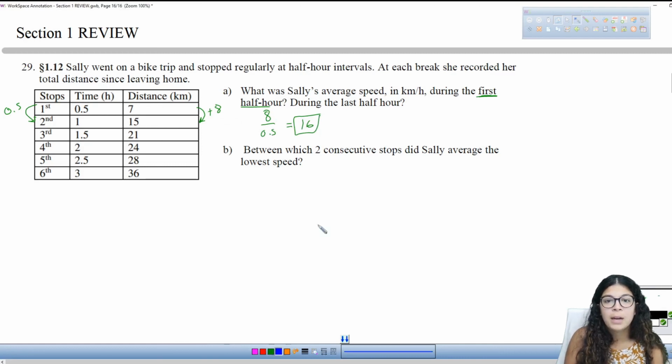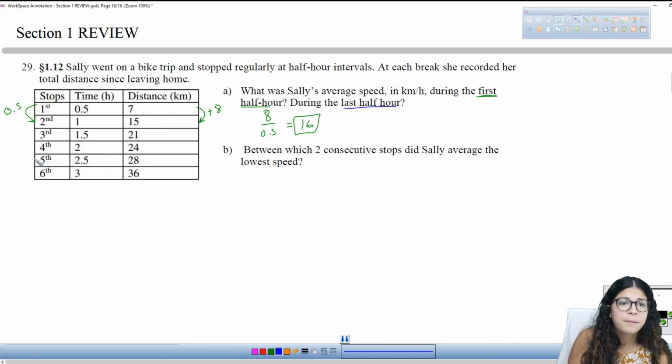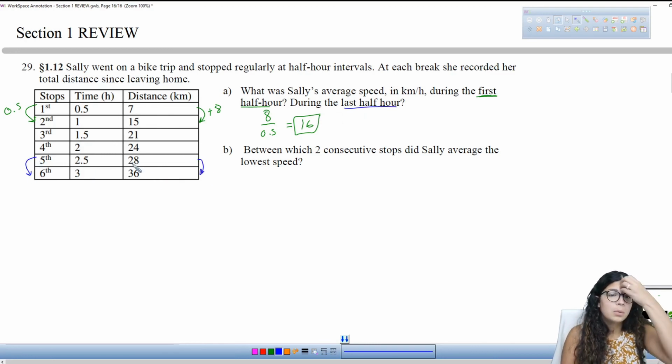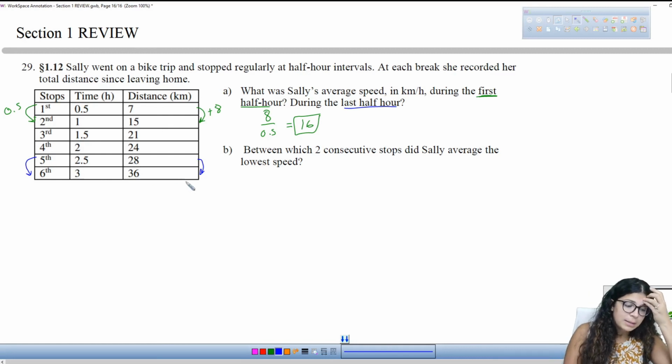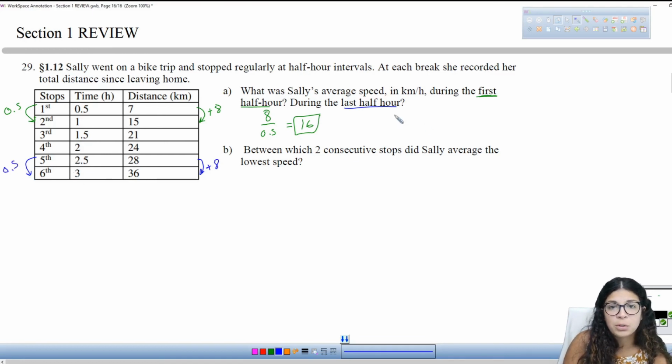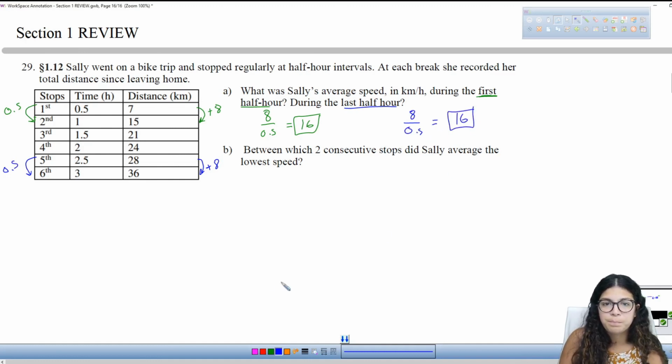Okay? And then it also asks right there during the last half hour. So from the 5th to the 6th, what was the average rate? Well, from 28 to 36 is 8 as well. And from 2.5 to 3 is also a 0.5 change. So we have 8 divided by 0.5 again. So the last half hour is also 16.